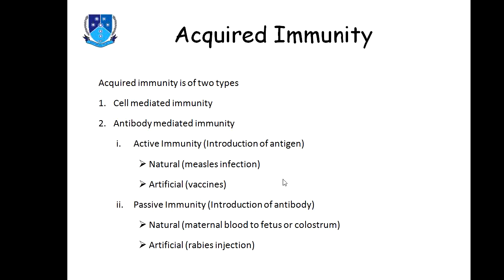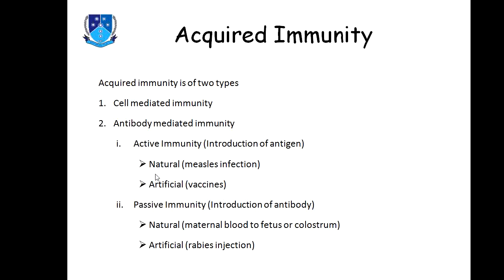But artificial active immunity is the active immunity in which we introduce attenuated viruses or attenuated microorganisms to the body, in which we provide vaccines, and the body starts producing antibodies against those vaccines. So this is artificial active immunity. But still, this is active immunity because the body is still involved in the production of antibodies.